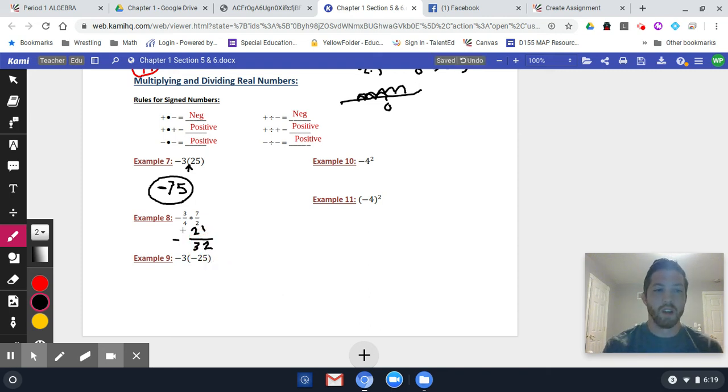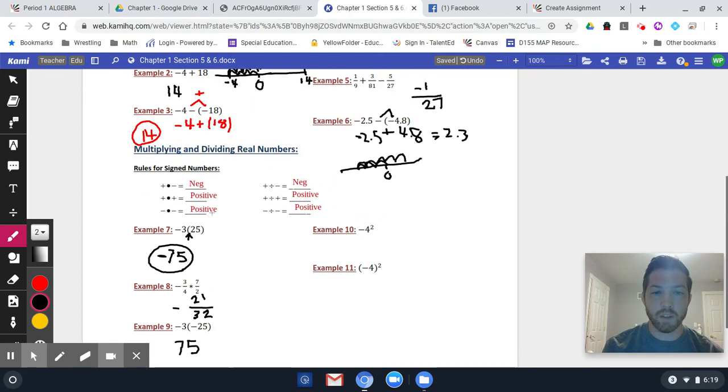Okay, example number 9. We have a negative. Again, this is multiplication right here. This is a negative times a negative. Well, a negative times a negative is right here, and that's going to give us a positive answer. So negative 3 times negative 25 is going to give us a positive 75. Always use your calculator to double check yourself.